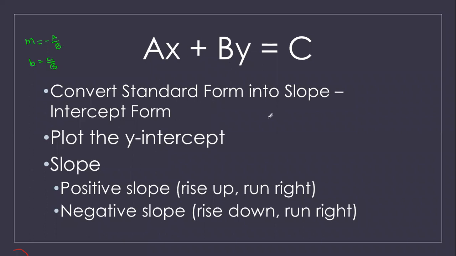So for example, let's say I had 3x plus 2y equals 8, and I want to change this into slope-intercept form, or I want it to say y equals. Can someone tell me how I would get rid of this positive 3x?